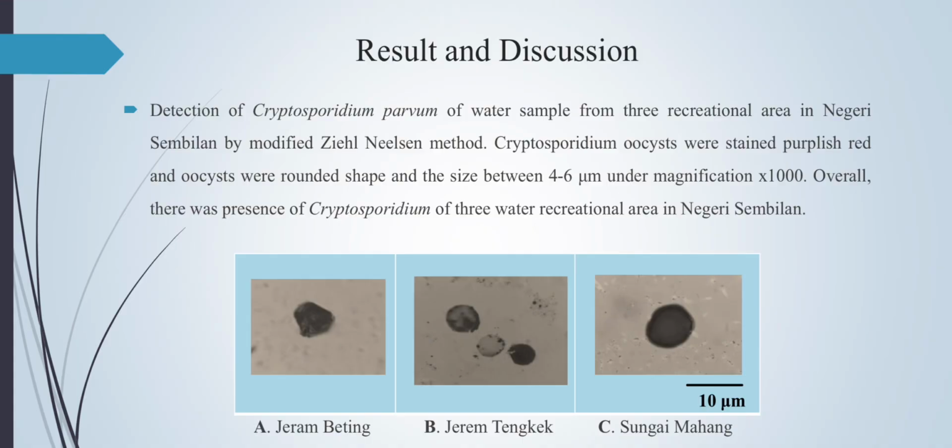So from the study, the morphological detection of Cryptosporidium parvum oocysts in water samples from the 3 recreational areas in Negeri Sembilan was done by microscopy, as it is the most widely used for diagnosis, due to its relatively low cost. Under 1,000 magnification, Cryptosporidium were found, stained with Ziehl-Neelsen stain. They had a spherical form and were between 4 to 6 micrometers in size.